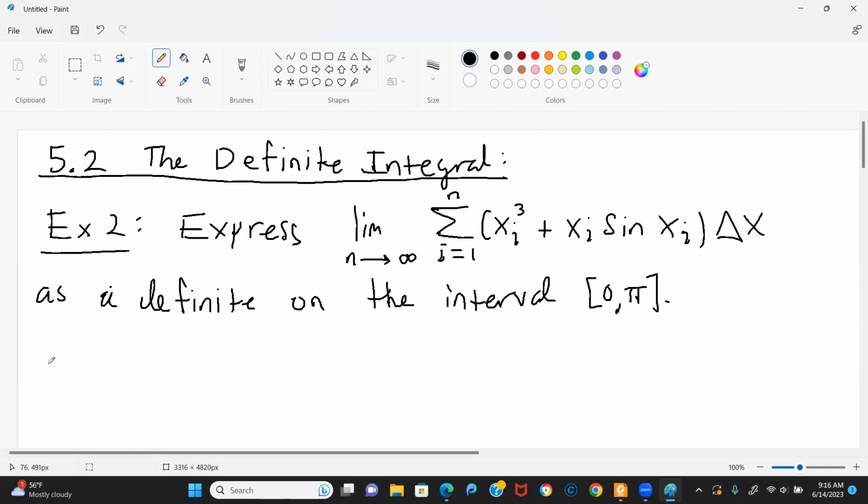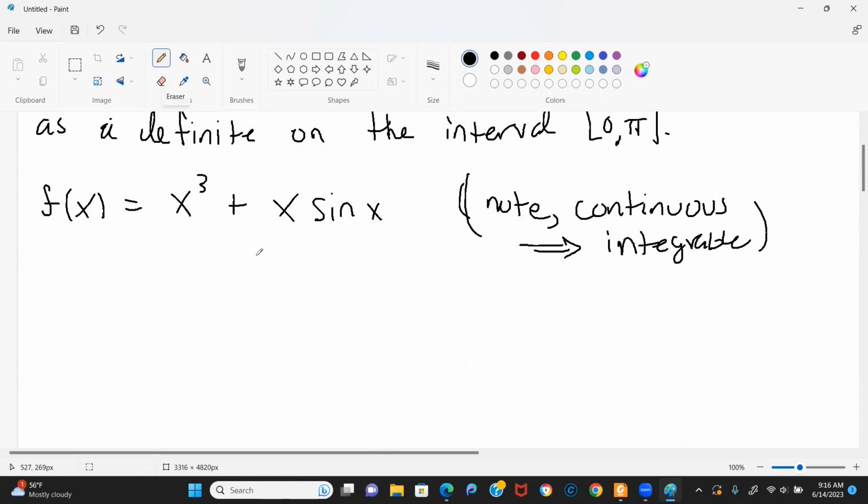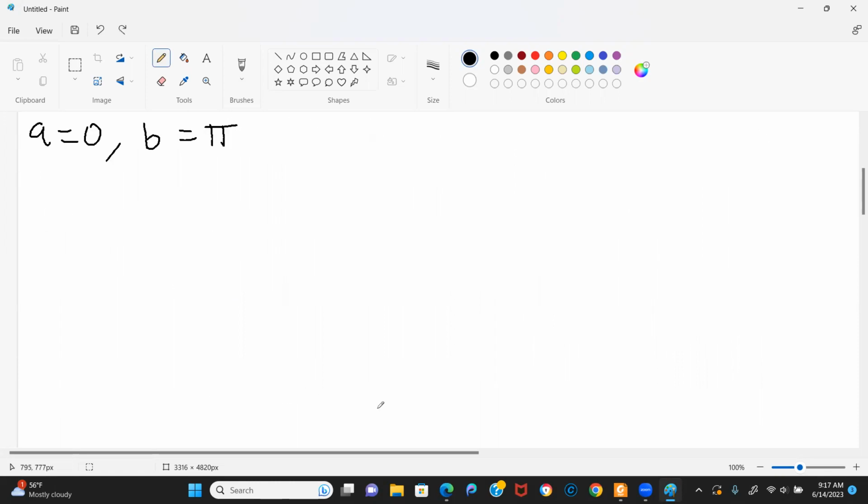So in this case, this is actually not going to be that bad. We're going to say f of x is going to be x cubed plus x times sine x. And then note this is continuous, so it implies that it's integrable. So it makes sense to talk about the definite integral of this. And we have that a is equal to 0, b is equal to pi. I guess this was kind of a trivial example, but I'll just go through it anyways.